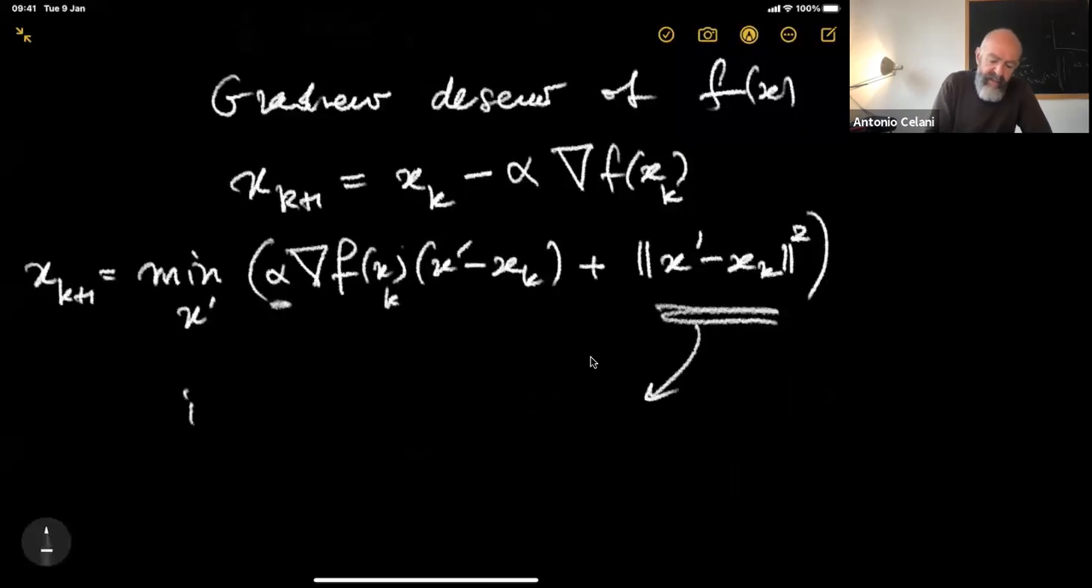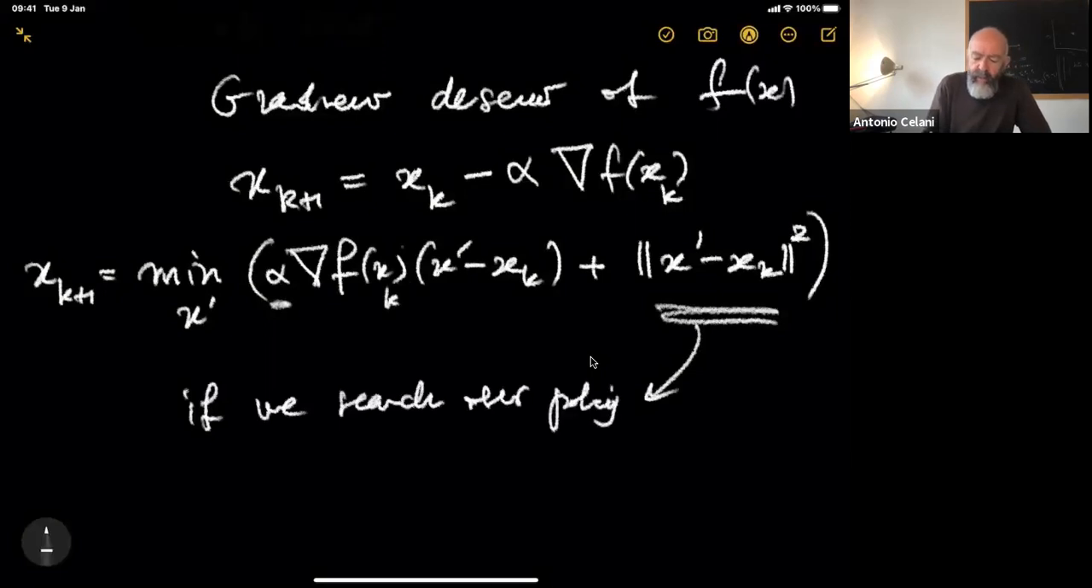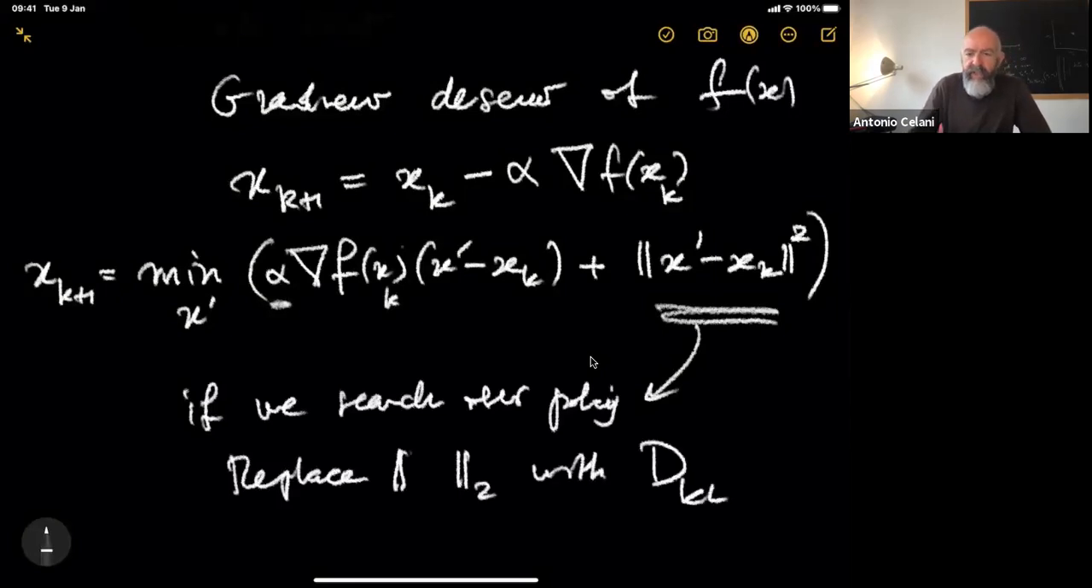So if we search over policies, we should replace the L2 norm with the Kullback-Leibler divergence between probabilities. So this is the natural notion of a distance between probabilities.